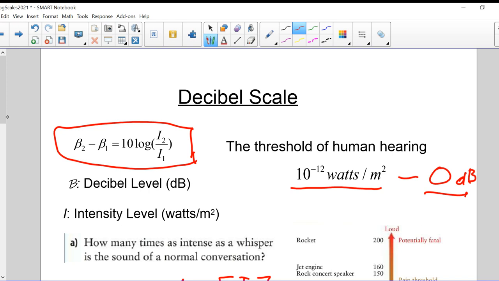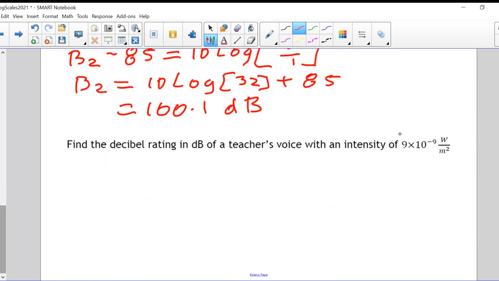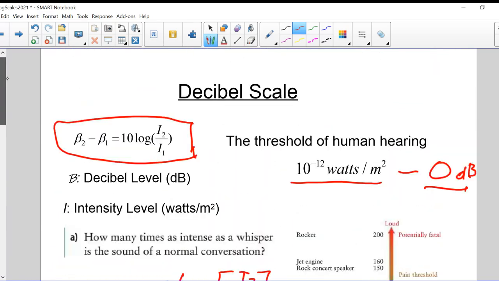Let me come back down and show you what the question is saying. This teacher, again, not Mr. Kamak, some other teacher, has that intensity when that teacher is talking. So the question is, what does that correspond to as a decibel level? How can we fit all of that into the decibel formula? What is my B1? What's my B2? What's my I2? What's my I1? Can anybody walk me through that?